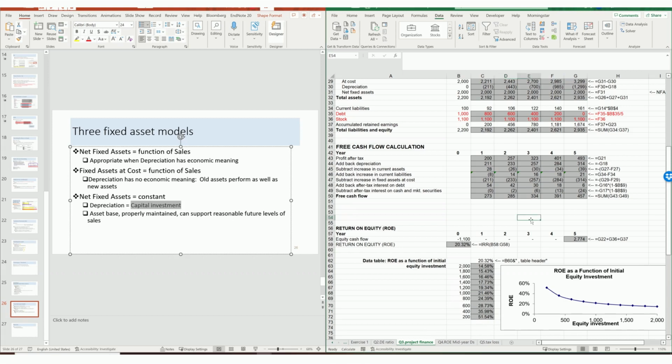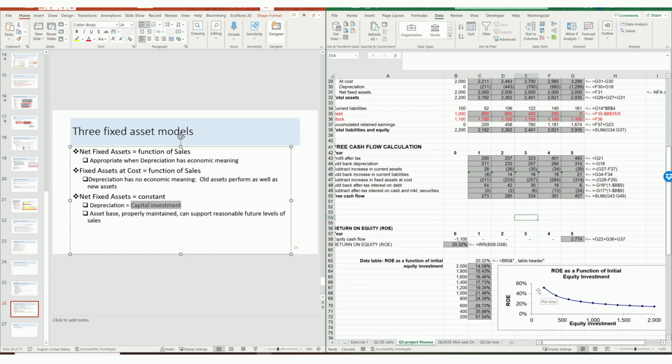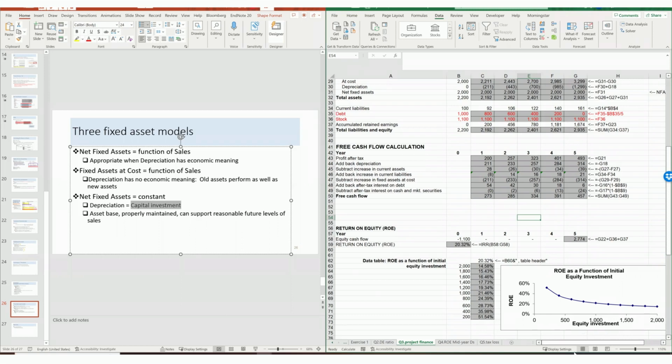And now we can see that as we increase the initial equity investment from 0 all the way to 2,000, the return on equity will decrease. And this actually makes perfect sense, because the use of capital from the equity market will be more efficient if we get this economy of scale.